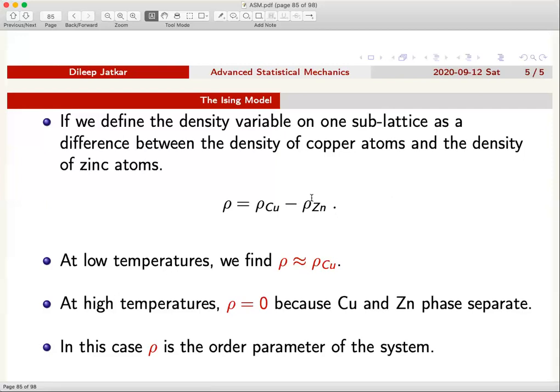At finite temperature, of course, there is some energy available in the system, and both zinc and copper atoms can move from the so-called lattice point, lattice location. In fact, the lattice itself can vibrate because there is thermal energy available, and they could trigger lattice vibrations in the system.